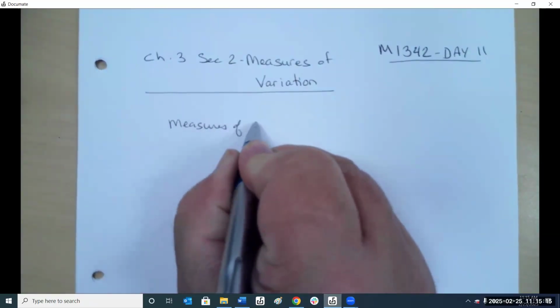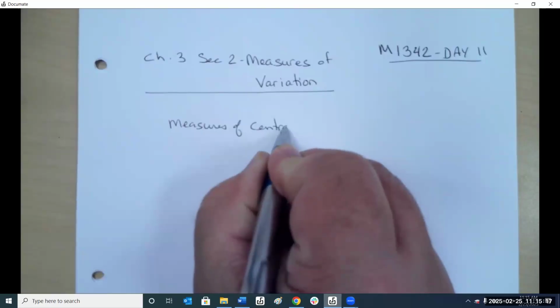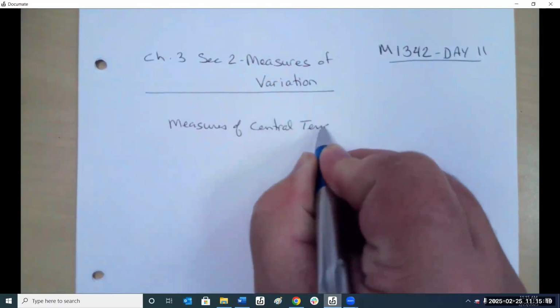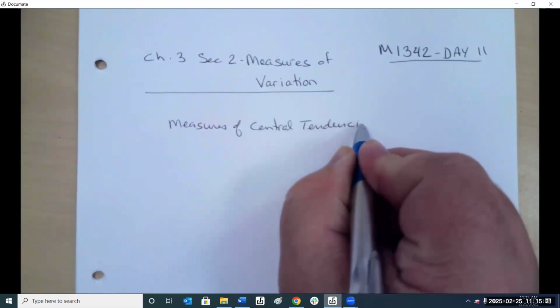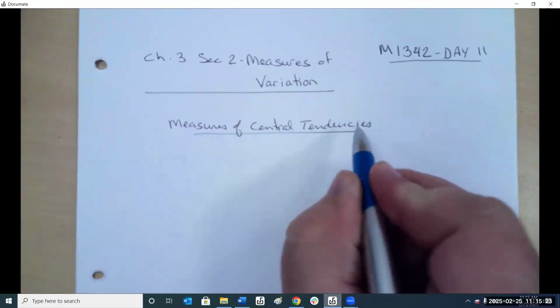Now what we're doing, we're going to look at variation. Last time we talked about measures of central tendencies. So what we did last time is how the numbers all congregate around a middle number, a central number.